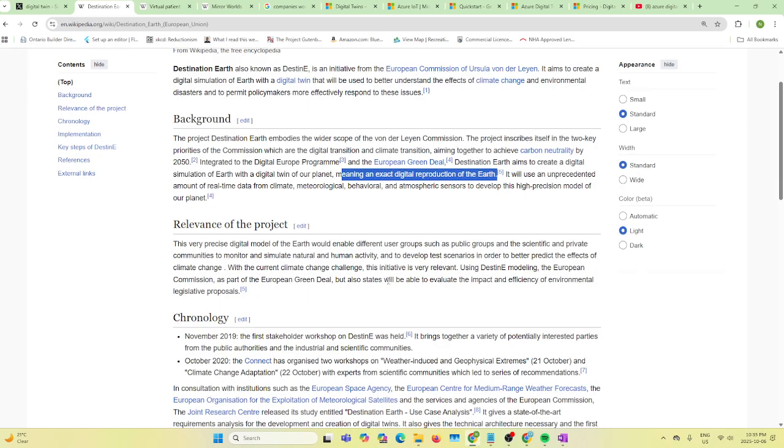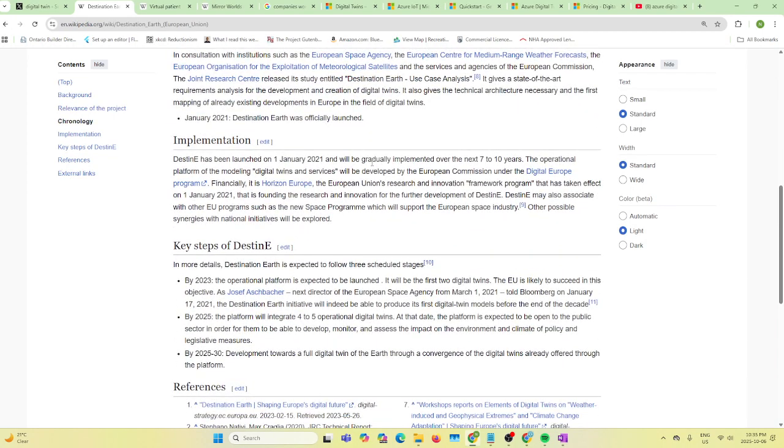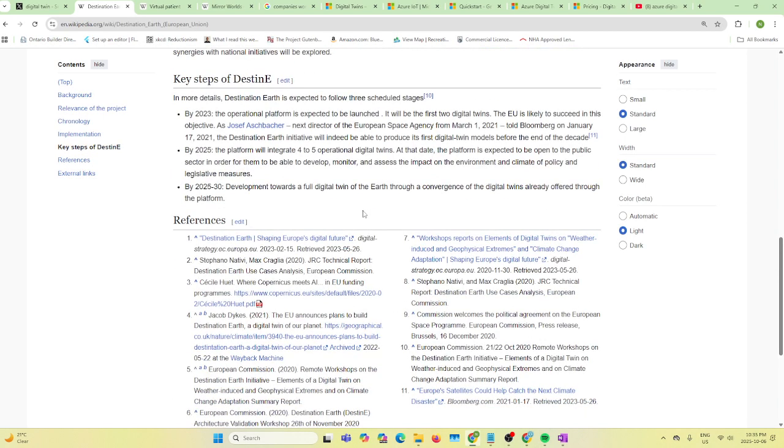This very precise digital model of Earth would enable different user groups such as public groups, industries, and private communities to monitor and simulate natural and human activities and to develop test scenarios in order to better predict the effect of climate change. All this using Destiny modeling, the European Commission. Yes, Destiny. And will gradually implement in the next 7 to 10 years the operational. See, someone's got to update this.